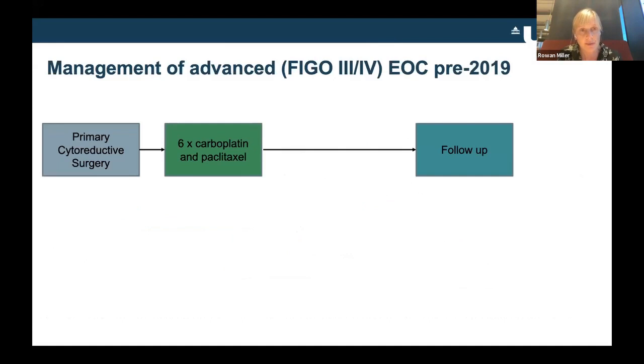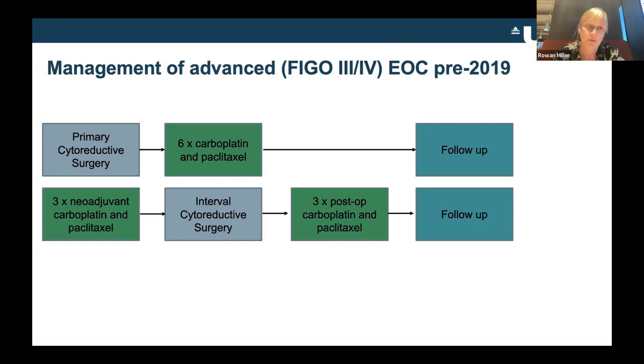So before 2019, so about 3 years ago, the management of advanced ovarian cancer. And here we're talking predominantly about high-grade serous, but the management's the same for the other subtypes, at least previously. Patients would either undergo primary cytoreductive surgery, that's with an attempt to remove all visible disease, followed by 6 cycles of carboplatin and paclitaxel, and then they'd go on to follow-up, 3-monthly follow-up, usually with CA125s.